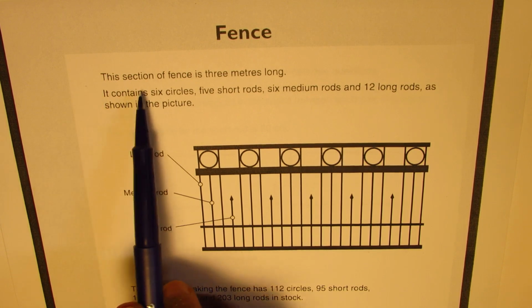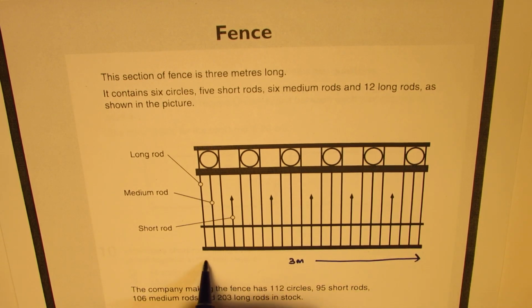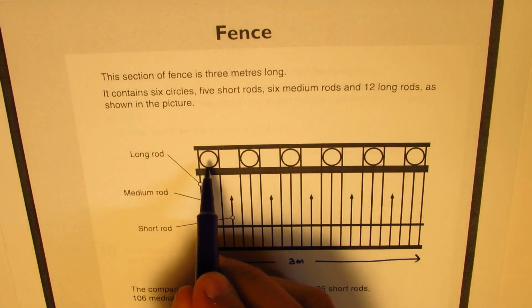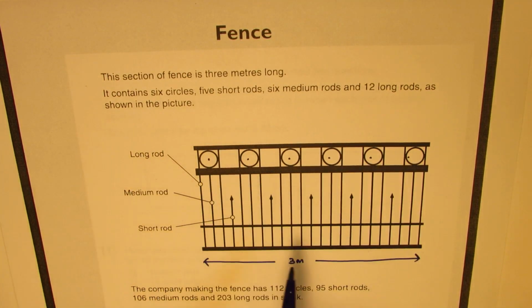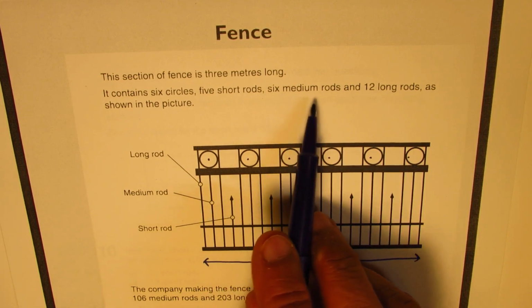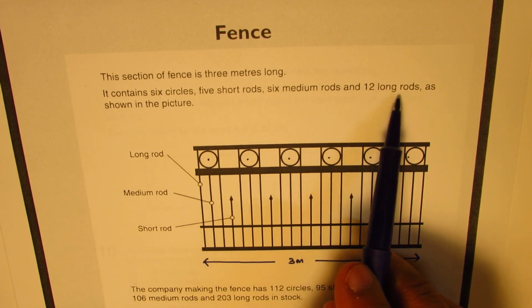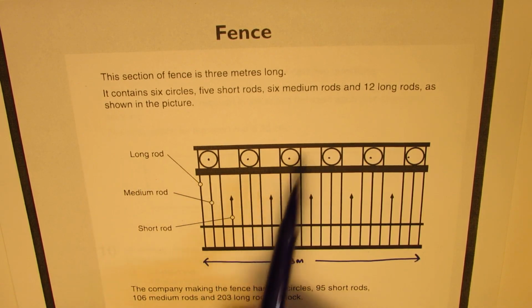Fence. This section of fence is 3 meters long. So the total length is 3 meters for the section shown to us. It contains 6 circles. So there are these 6 circles. 5 short rods, these are the 5 short rods, 6 medium rods. So medium rods are these ones, which are 6 in number, and 12 long rods as shown in this picture. So these are the long rods, which reach up to that point.